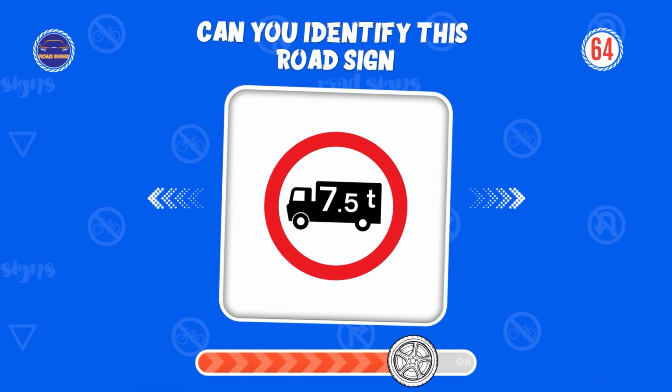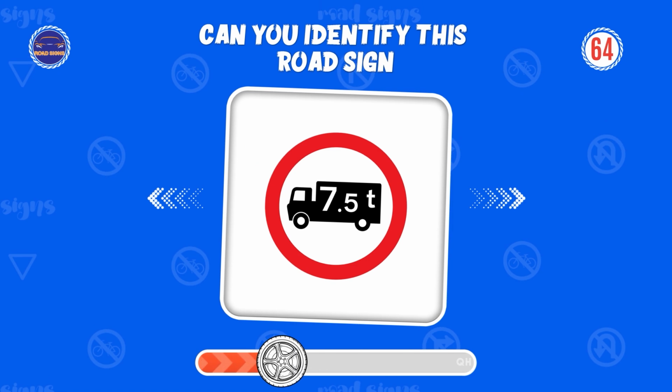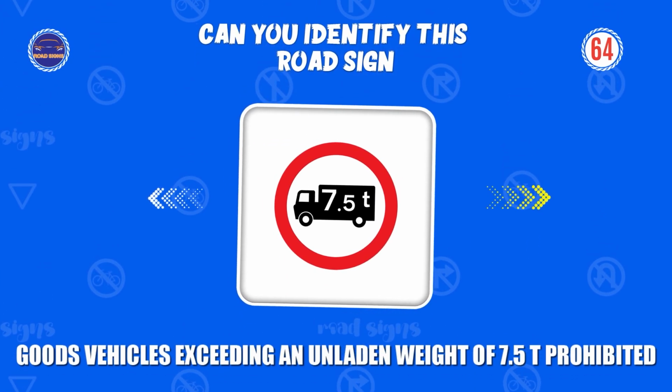Question 64. What does this road sign mean? Goods vehicles exceeding an unladen weight of 7.5 tons prohibited.